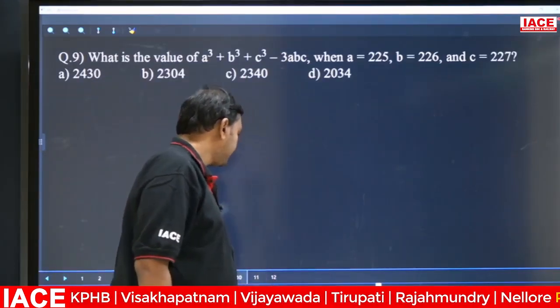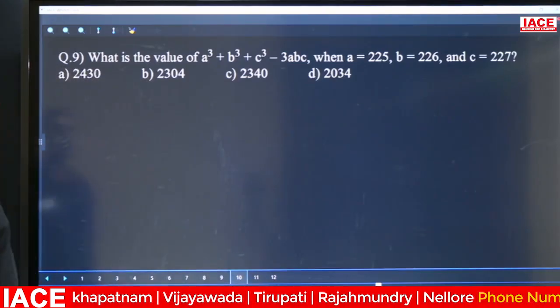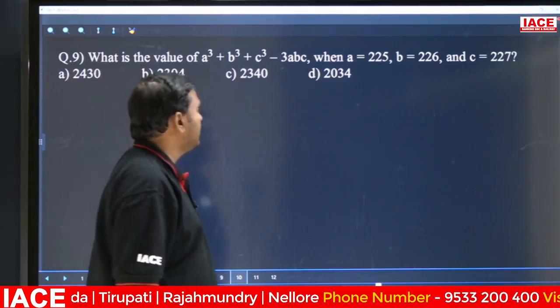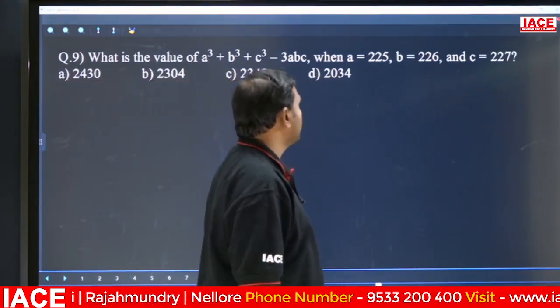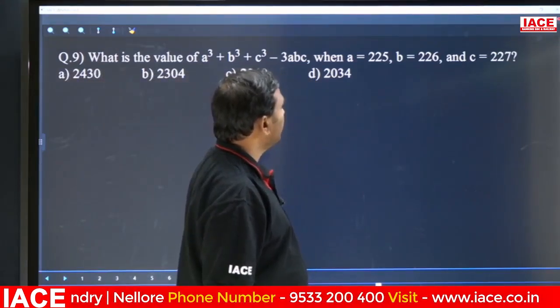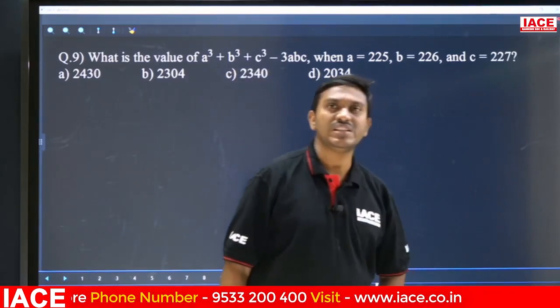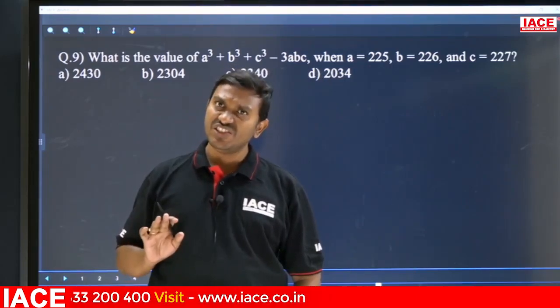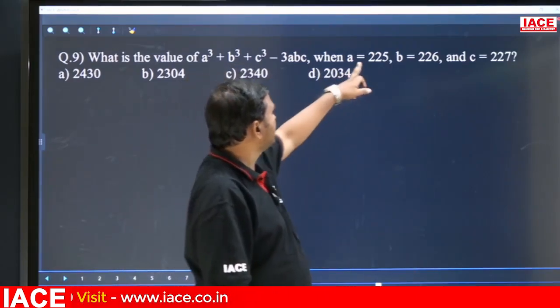Next one, question number 9. What is the value of A cube plus B cube plus C cube minus 3ABC if ABC values is given? So A is 225, B is 226 and C is 227. First anything it is given, first you have to check whether A plus B plus C is 0 or not.